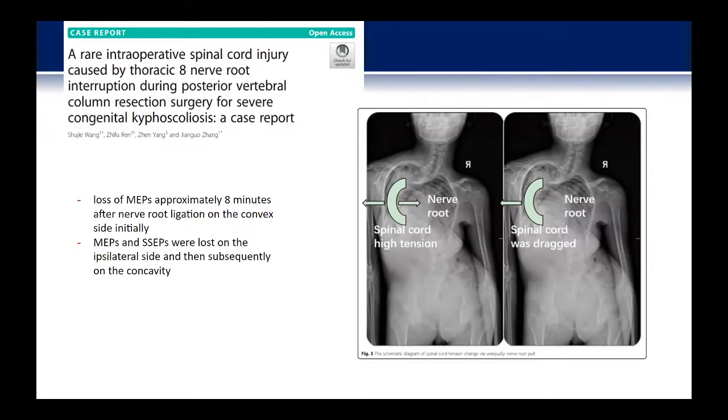I guess basically a hypoperfusion injury to the cord, or a stretch, like a vascular or a stretch injury. Like in this case, they weren't saying that it was a vascular injury. They're saying that it's a stretch injury on the contralateral side, because of the nerve root tension on the other side pulling on the cord tissue.